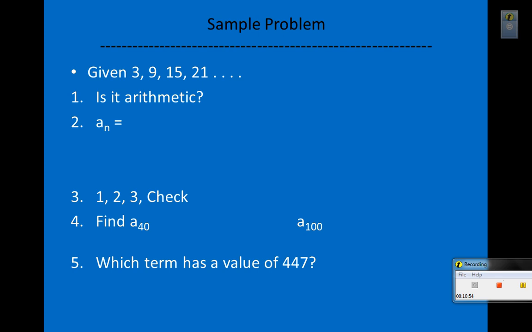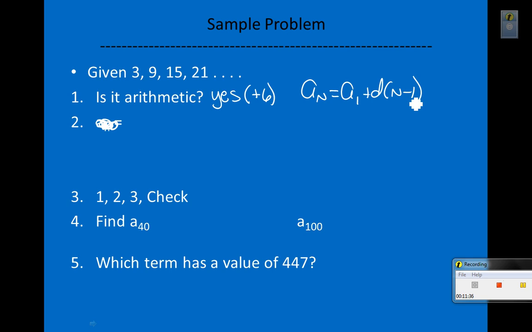First, I need to decide, is this sequence arithmetic? Does it go up or down by the same number every time? And when you look at it, in this case, the answer is yes, because I am adding 6 every time. So now, look at your formula sheet. You're going to write down a sub n equals a sub 1 plus d times n minus 1. There's the formula.